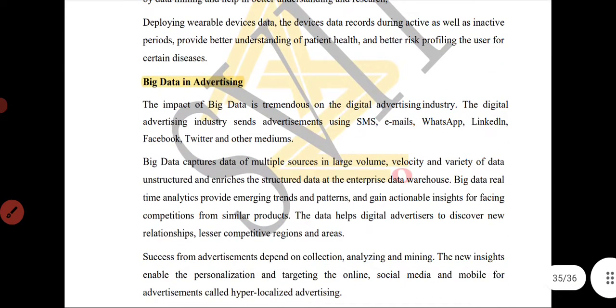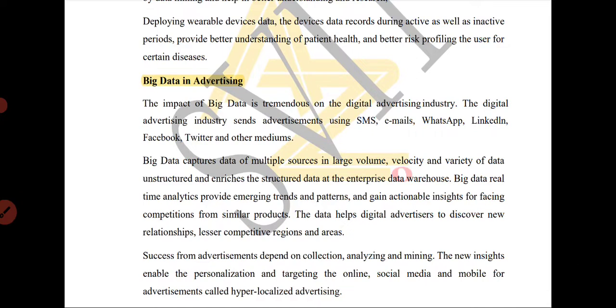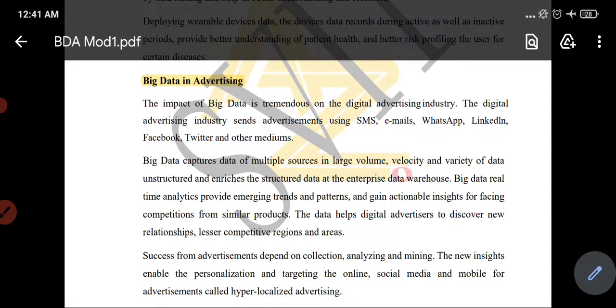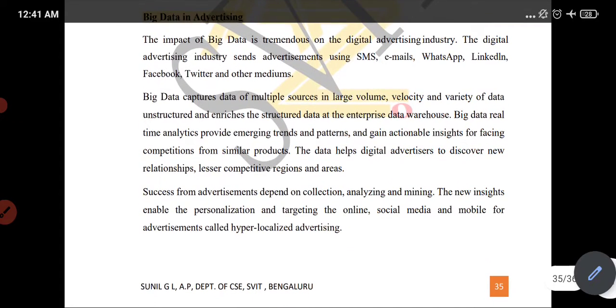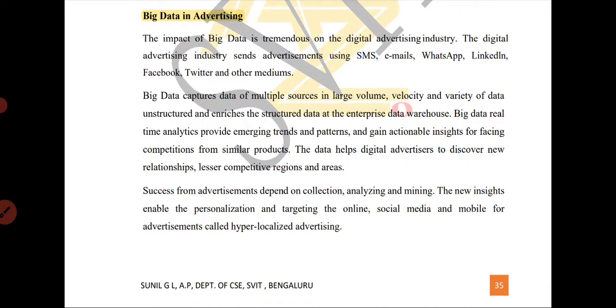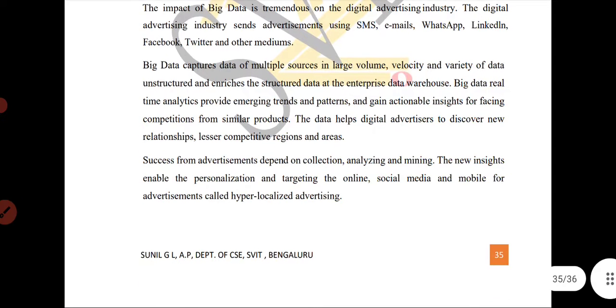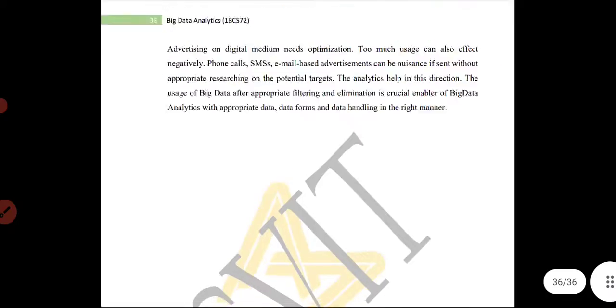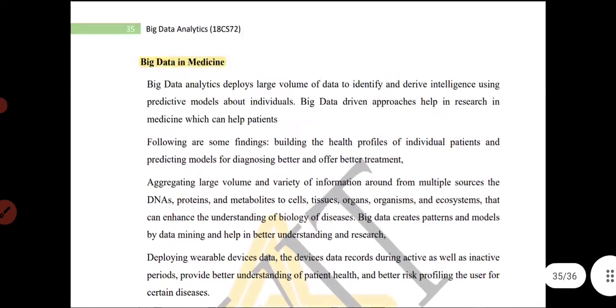And advertising. The impact of big data is also on the advertising industry. It sends advertisements using SMS, emails, WhatsApp, LinkedIn, Facebook, Twitter, and other mediums. Big data captures multiple sources in large volume, velocity, and variety, so it provides emerging trends and patterns, identifies or analyzes the customer, and then sends the advertisement. So there also we can use big data. These are all the applications of big data, and this is about this module.